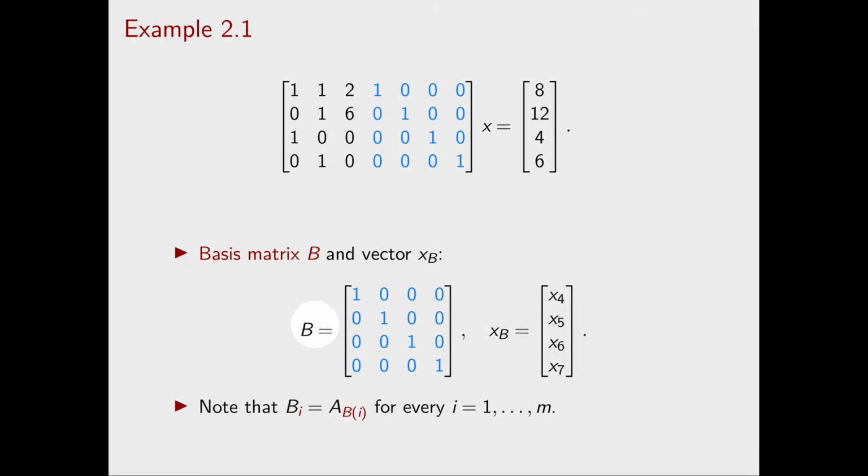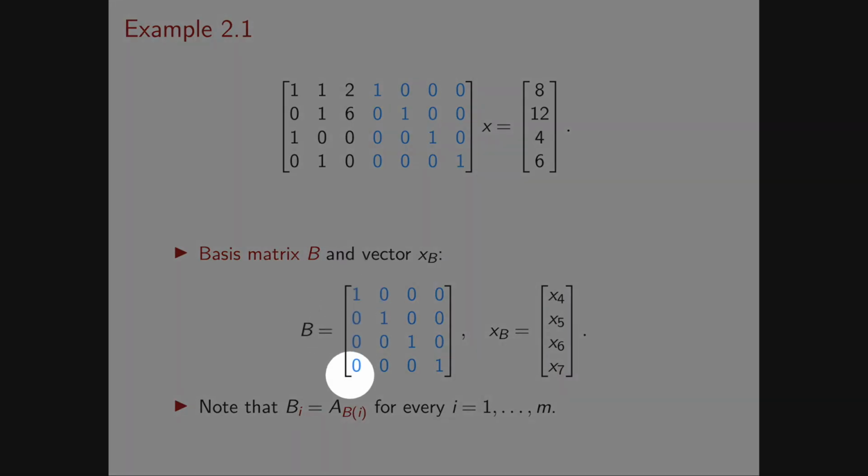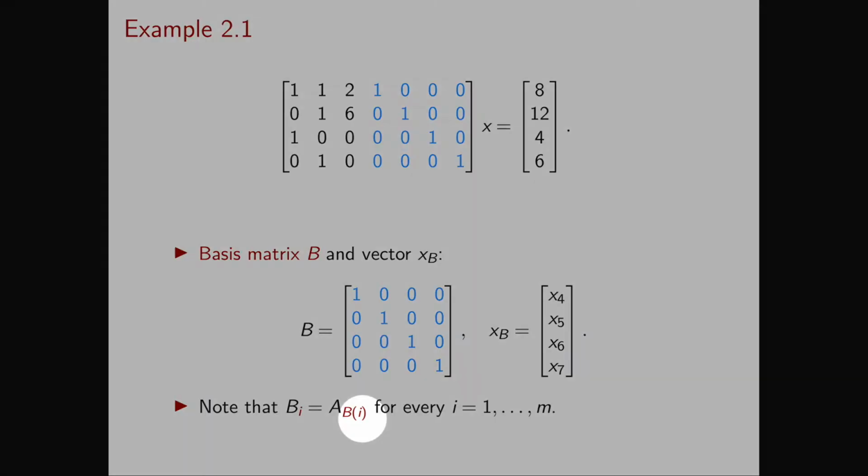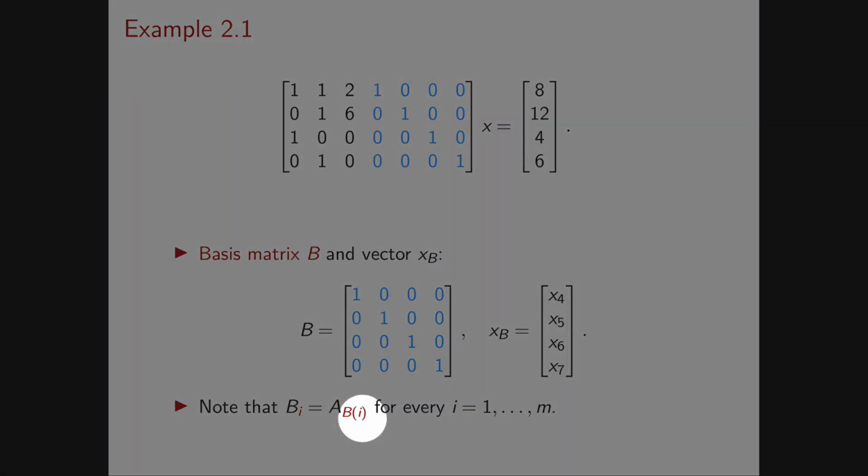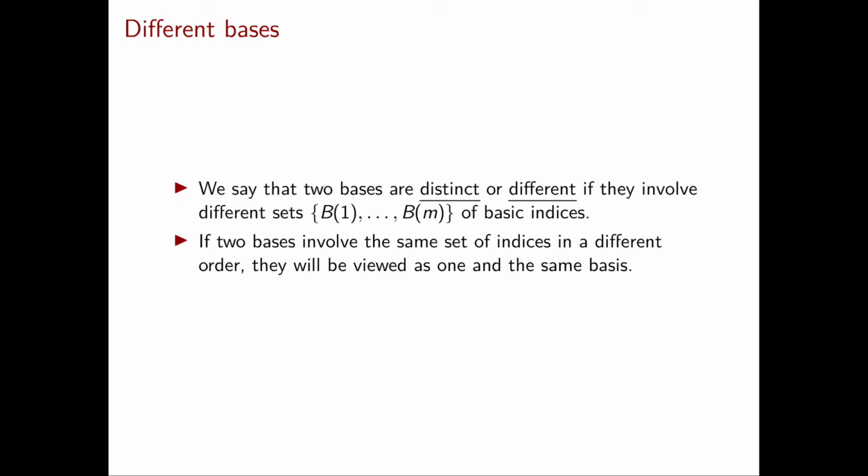In fact, here we have B1 is the first column of B, while b of 1 in this example was equal to 4 because that's the first chosen column, and so A4 is the fourth column of A, and in fact it's the same column. We have said that the set of basic columns forms a basis of Rm. And it will be important for us in the future to discuss bases being distinct or different. So let's formally define this here to avoid confusion.